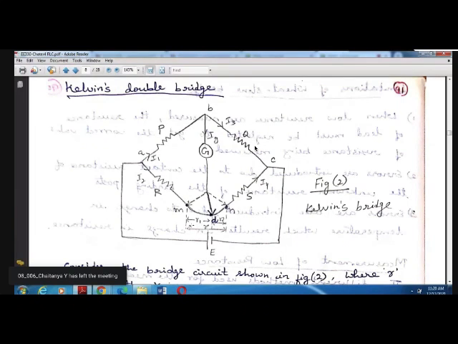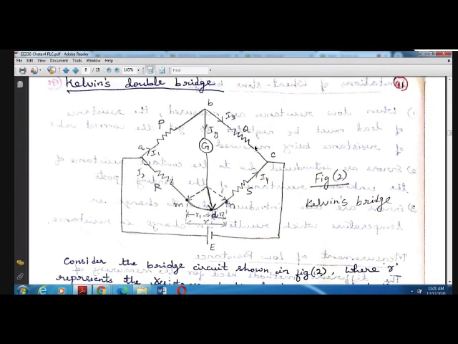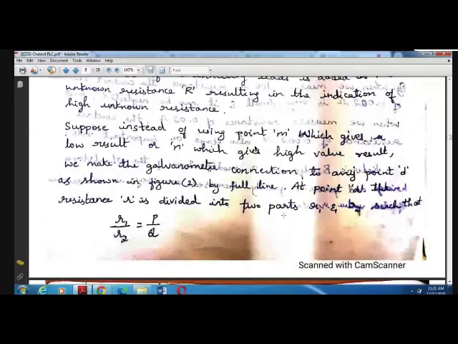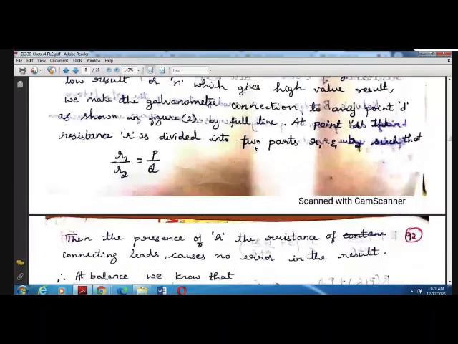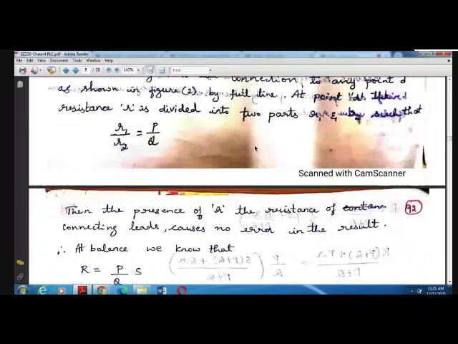what happened? This lead resistance value, whatever was there, which was represented by R, will be divided into two parts, that is R1 and R2. The lead resistance, contact resistance value will be divided into two parts, R1 and R2, such that R1 by R2 will be equal to P by Q. That's what is mentioned here. Then the presence of R, the resistance of the connecting leads, causes no error in the results.